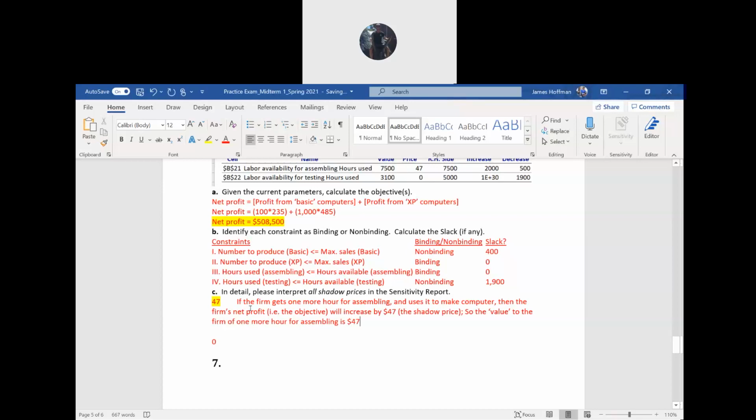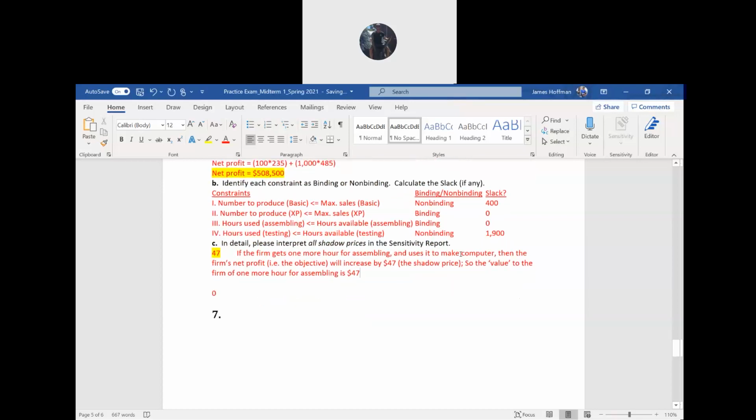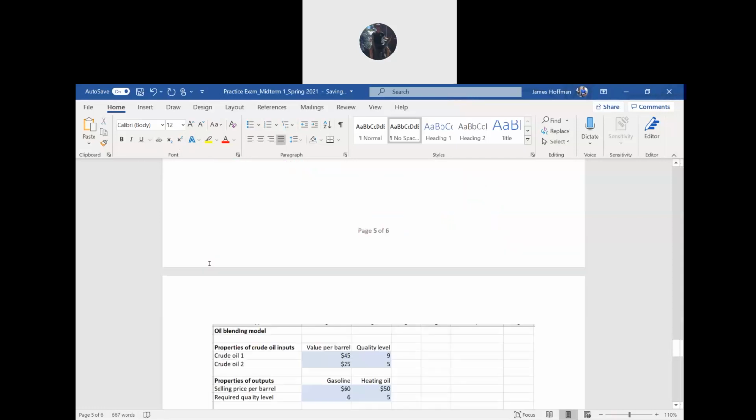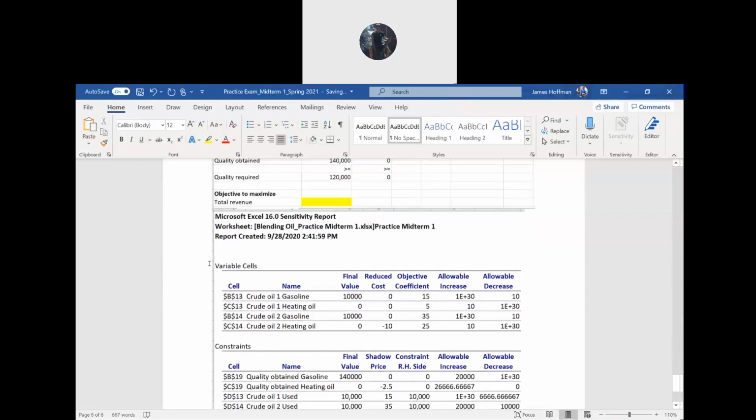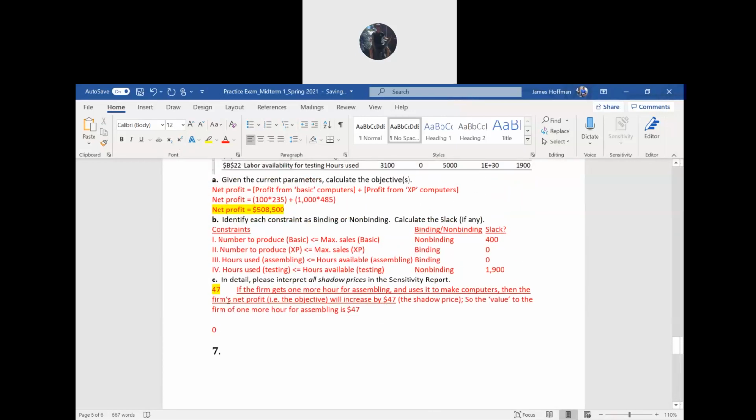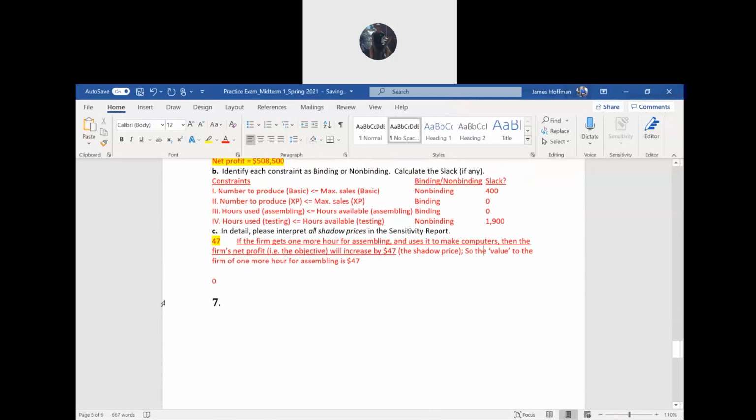Okay, so you don't have to write this whole thing, but this is the main part here. If the firm gets one more hour for assembly and uses it to make computers, then the firm's net profit will increase by $47, which is the shadow price. Another way of saying that is that the value to the firm of one more hour for assembling is $47.